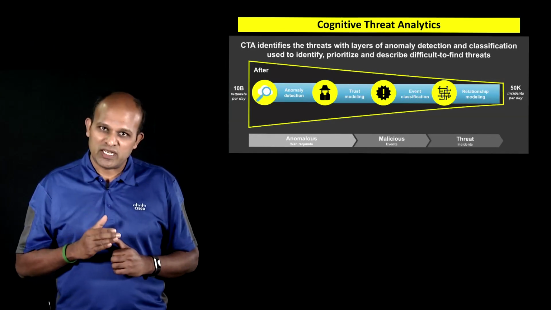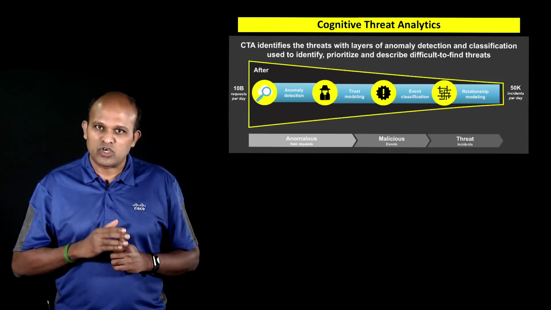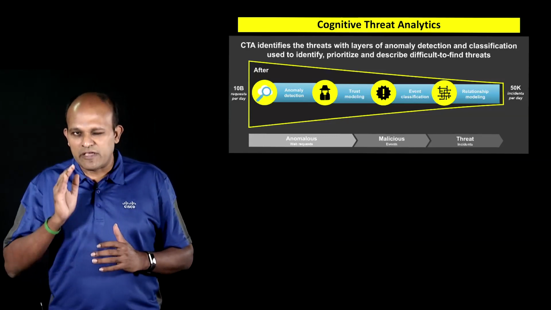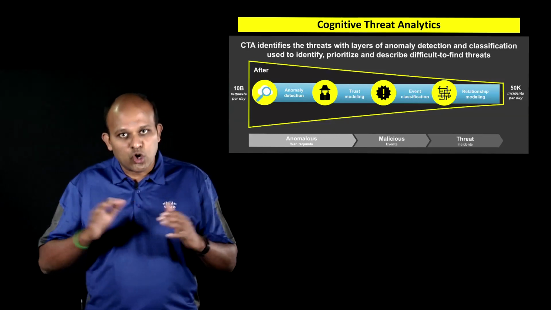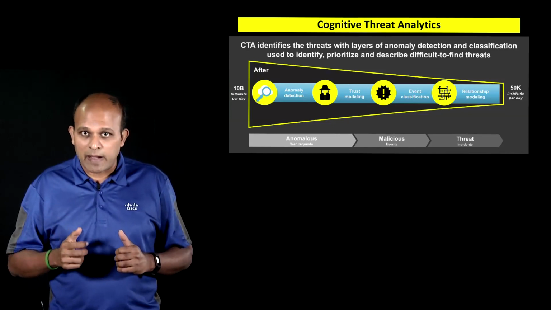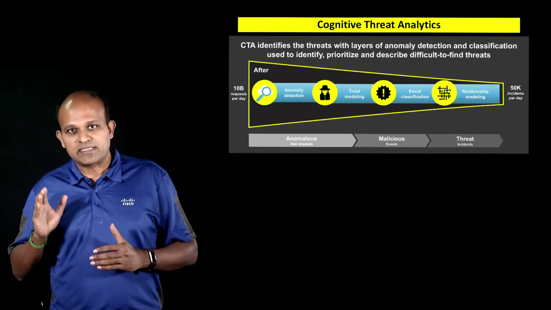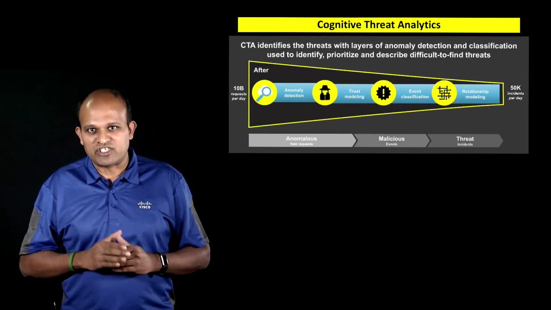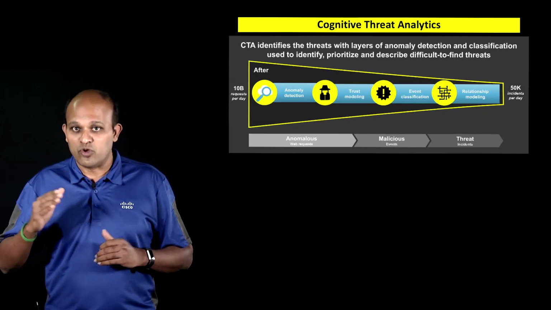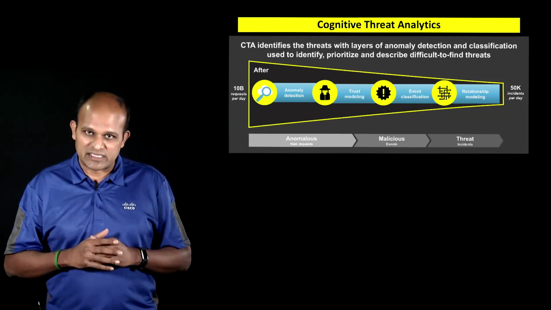So now that we've talked about the switch, let's look into cognitive analytics. Cognitive analytics identifies the threats with layers of anomaly detection and classification used to identify, prioritize, and describe difficult to find threats. Cognitive has a global risk map which helps provide a few key functions. It models and uses up to 20 features of 150 million malicious, risky, or otherwise security relevant servers. These features are used as input for cognitive algorithms inside the engine. And the features include domain data, whois data, TLS certificate data, and behavioral data for each of these servers.